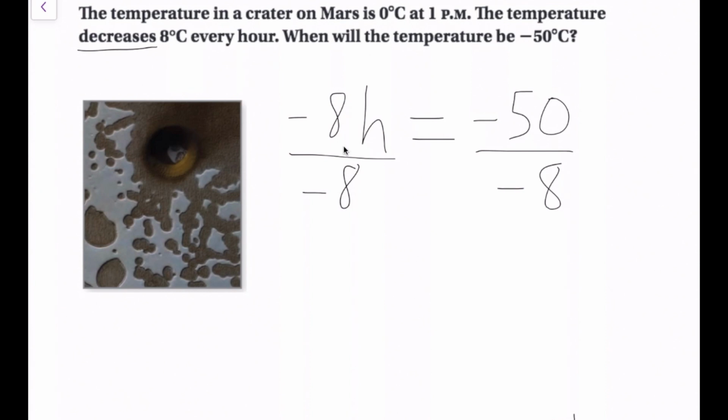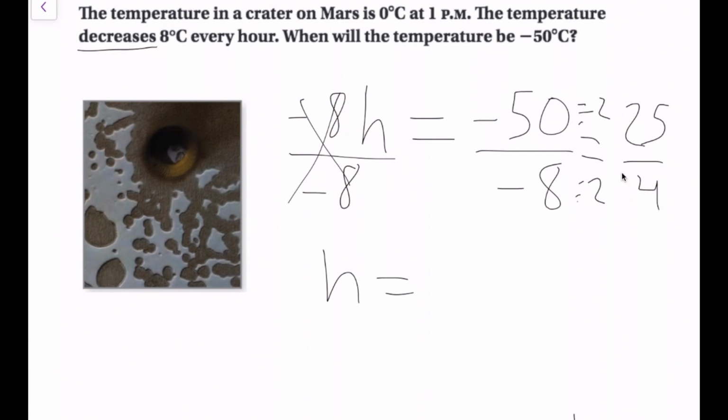So now, I look over here, the negative 8 on the top and bottom, these are going to cancel out. So I just get h. And then here I have negative divided by negative, which is a positive. So I'm going to get a positive number, which makes sense. And then I have 50 divided by 8. So one thing we can do is just keep simplifying this fraction. Well, I know that both of these numbers are even, so I'm going to divide by 2 on the top and bottom. So that's going to give me 25 over 4. And I actually can't simplify this anymore.